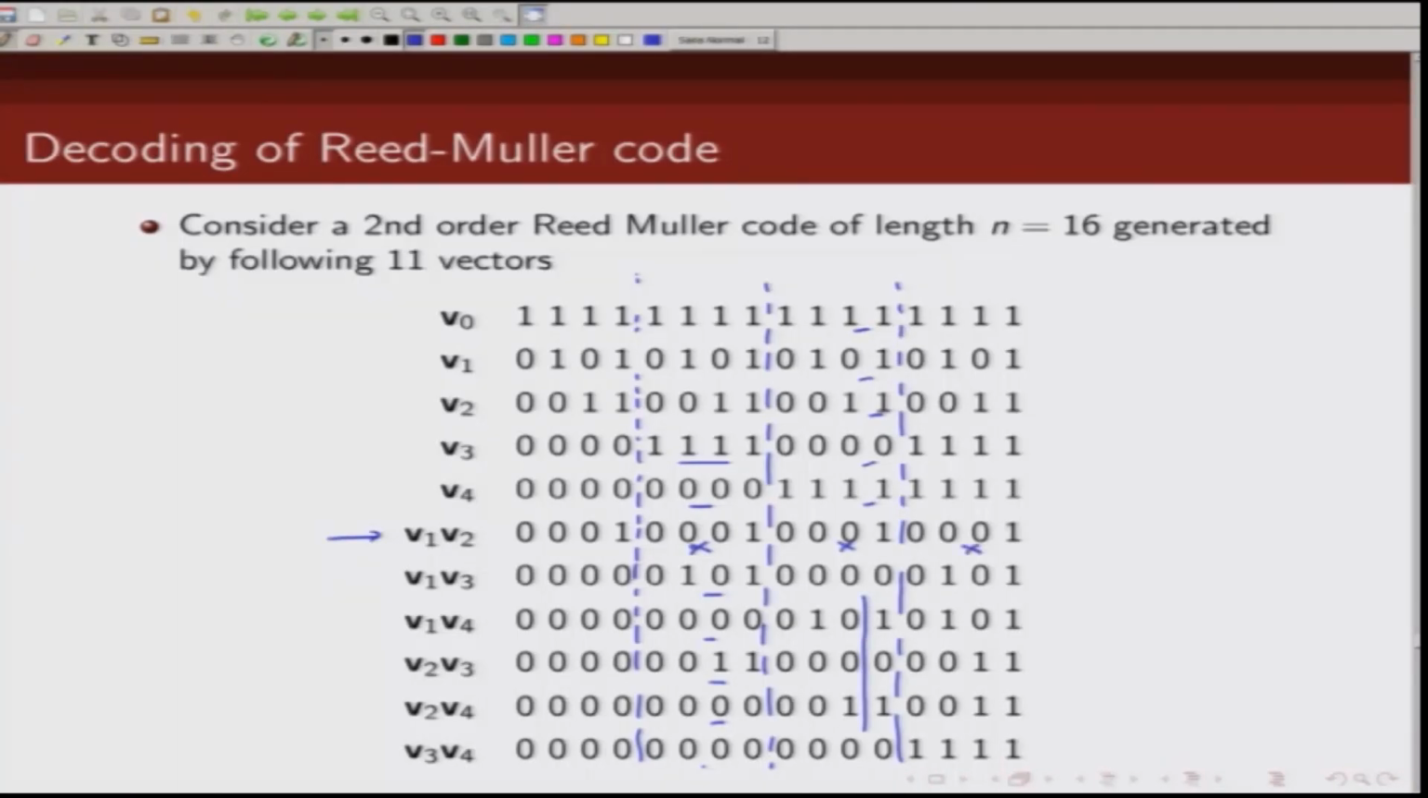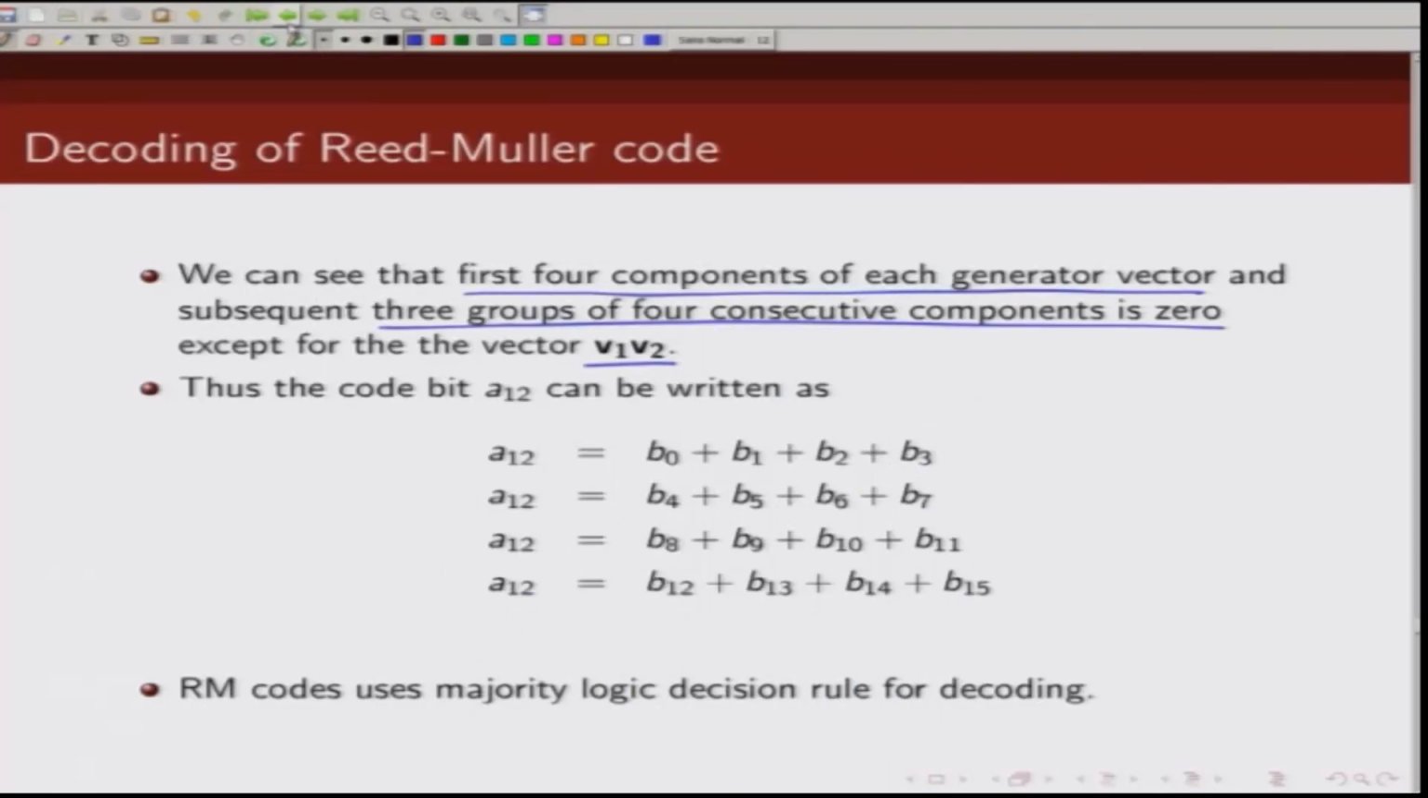Similarly, this is not 0, if you add up these, they are all 0, 1 plus 1, 1 plus 1 plus 1, these are all 0. Same here, 1 plus 1, 0, 1 plus 1, 0. So, if you look at these bits, 4 bits at a time, you will notice except for this one, V1, V2, all others are 0. Now, how can we make use of this fact?